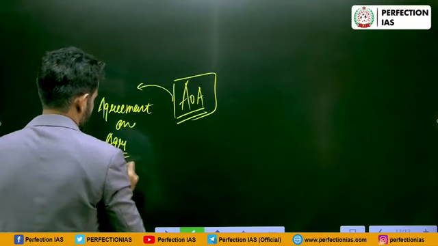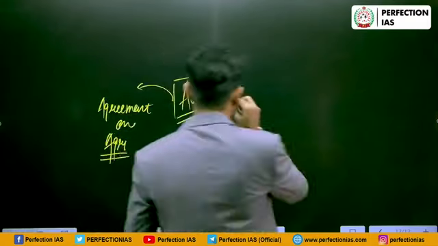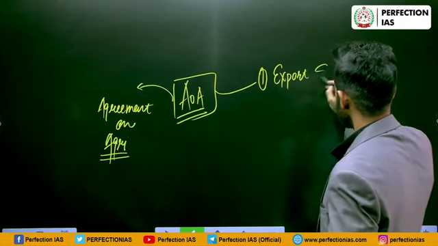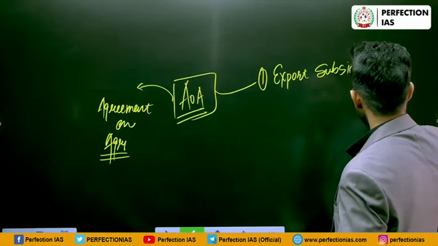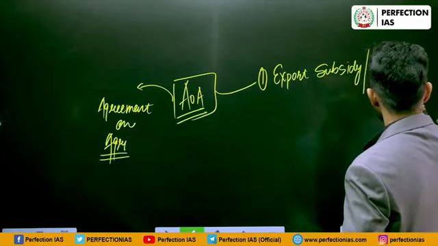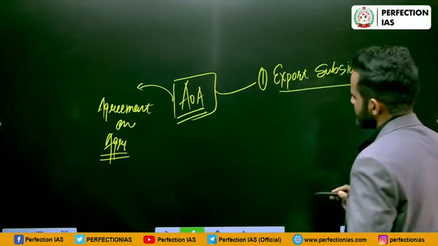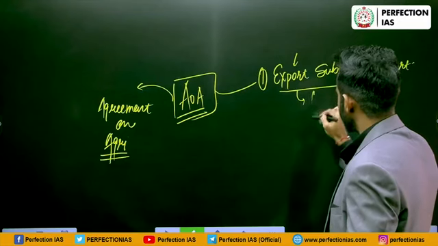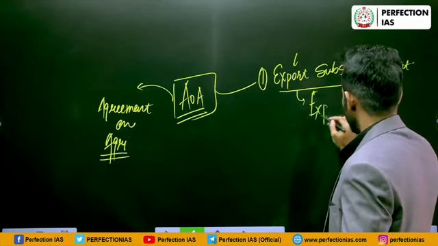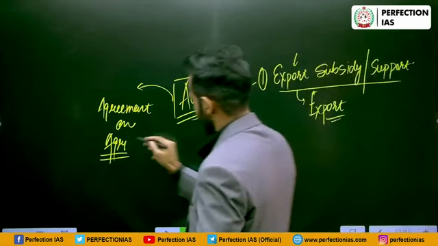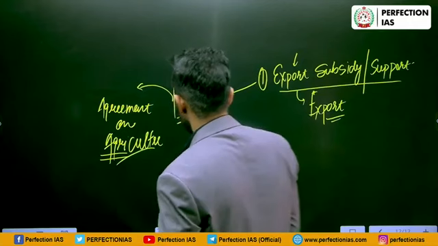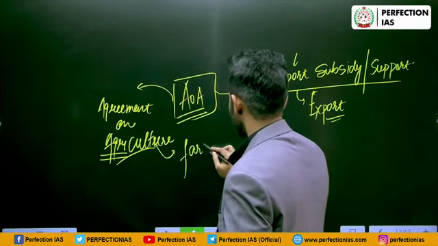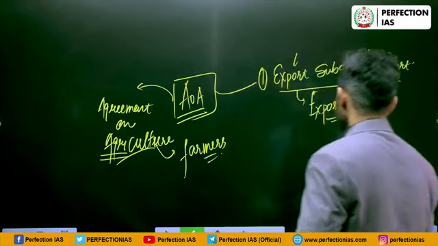There are three major components of the agreement on agriculture. First is export subsidy, or export support. That means the government is providing subsidy or support to the exporters in order to provide a boost to export. Since we are talking about the agreement on agriculture, therefore the support is given to farmers. So this is export support.